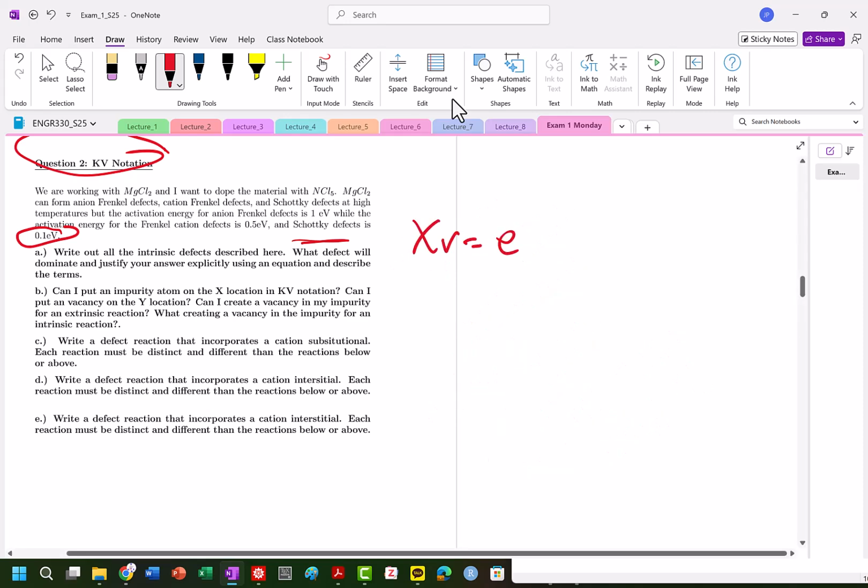And we know, again, the equation, here we go. Concentration of defects is approximately equal to exponential minus delta HF divided by KT. So lowest enthalpy of formation wins at all temperatures.